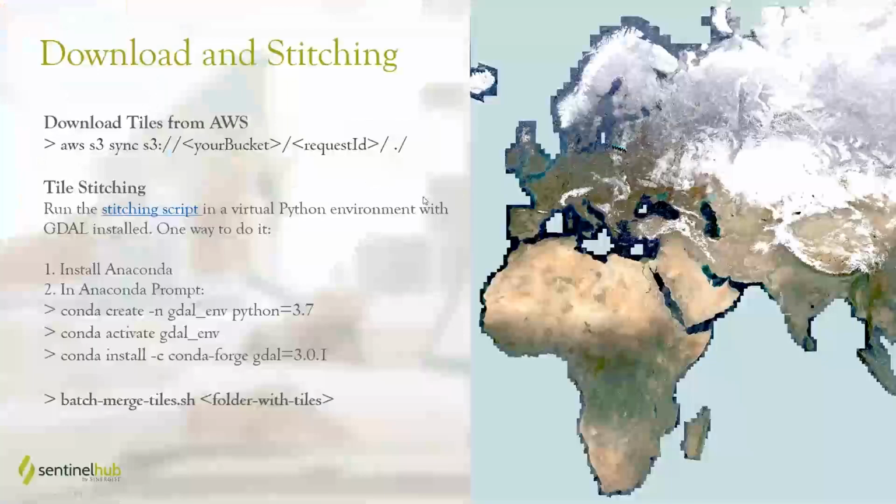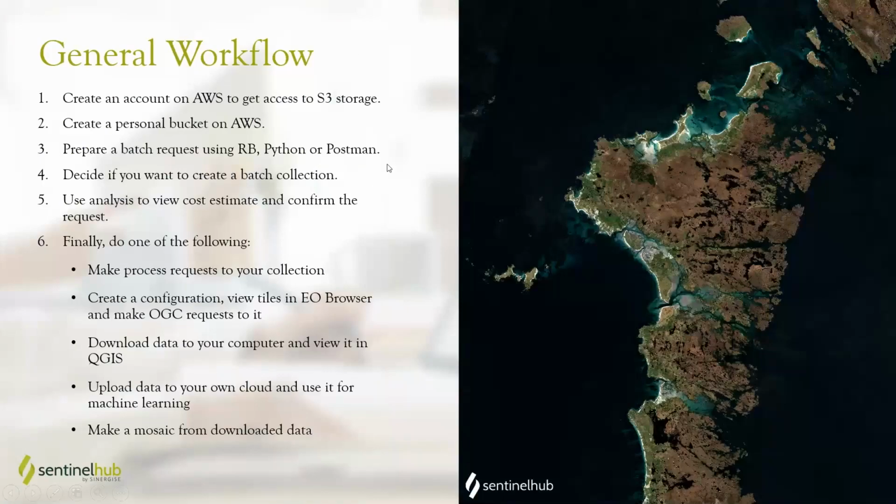All right, let's jump back to our agenda. So what we have done now, to sum it up, we have created an AWS account. We have configured the bucket. Then we have prepared a batch request in Request Builder. We have decided that we are not making a batch collection, and we have then stitched tiles and downloaded data.